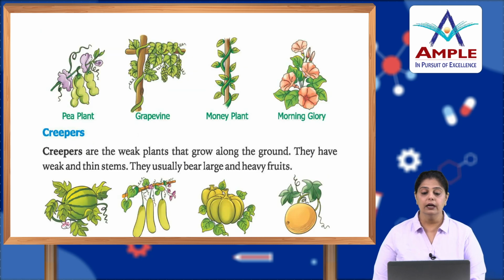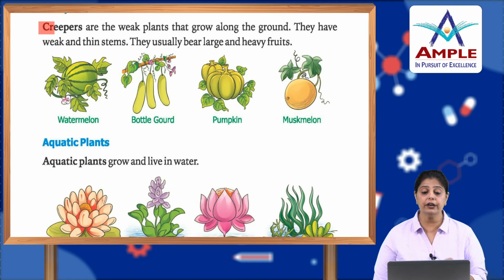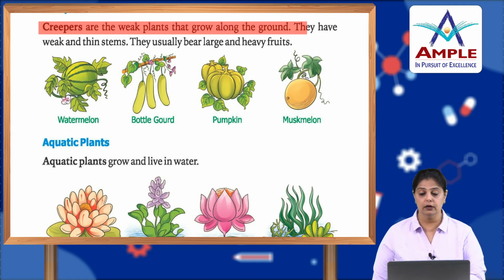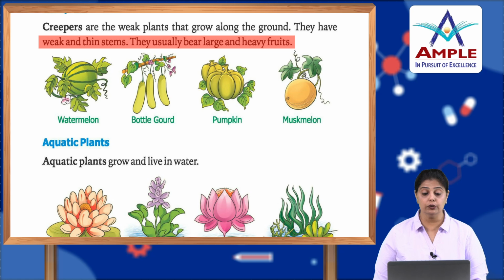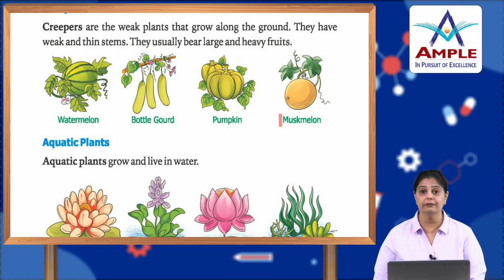Now the examples of climbers include pea plant, grapevine, money plant, and morning glory. Now let's talk about creepers. What do you understand by the word creepers? To creep means to grow along the ground. So creepers are weak plants that grow along the ground. They have weak and thin stems, and they usually bear large and heavy fruits. Examples are watermelon, bottle gourd, pumpkin, and muskmelon.